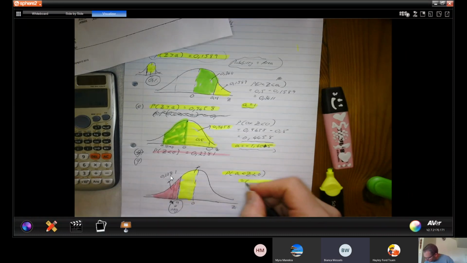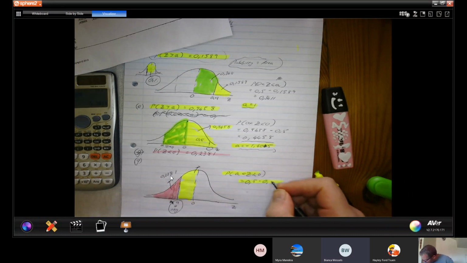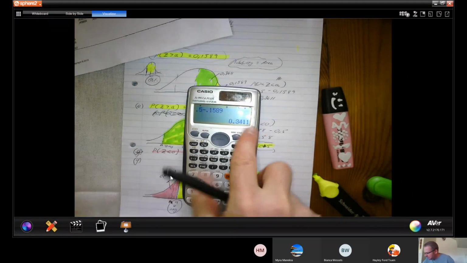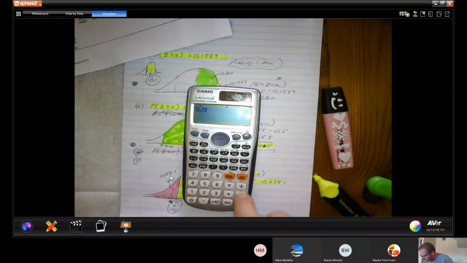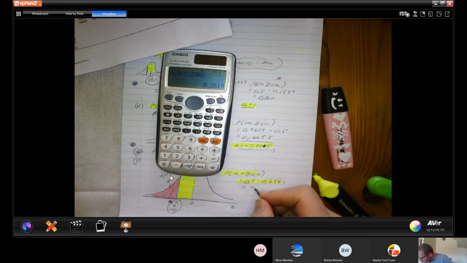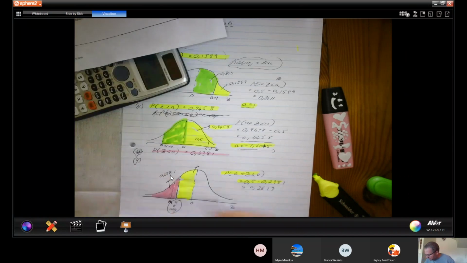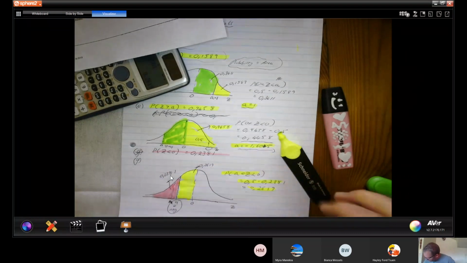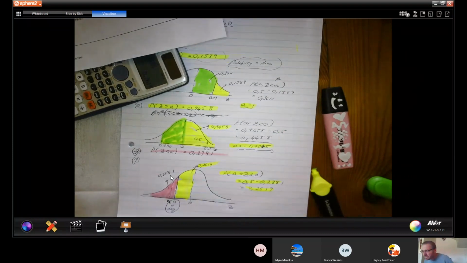0,5 minus 0,2381. And if we work that out, we get 0.5 minus 0.2381, and we get 0,2619. So this area over here is 0,2619. Good. Right.